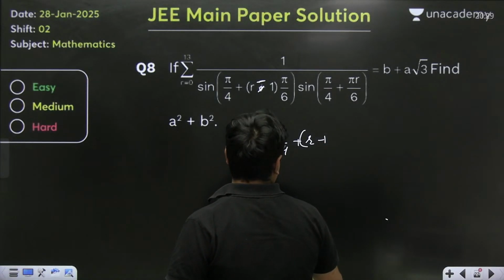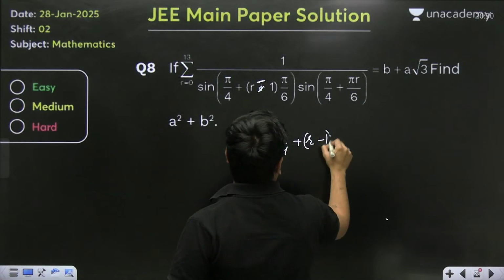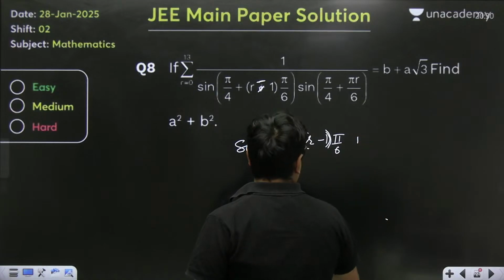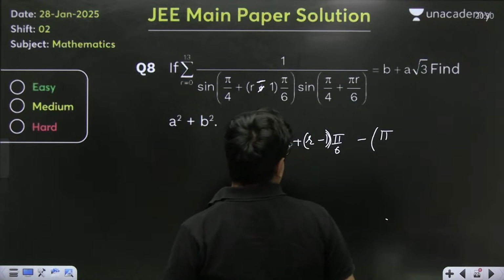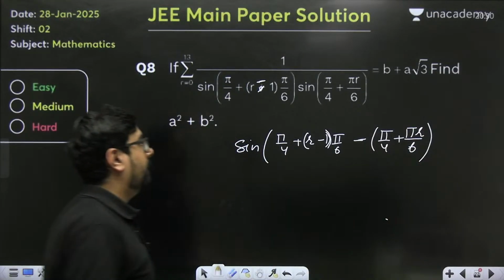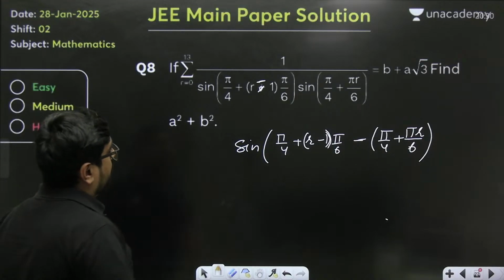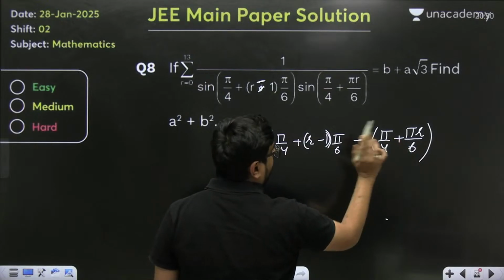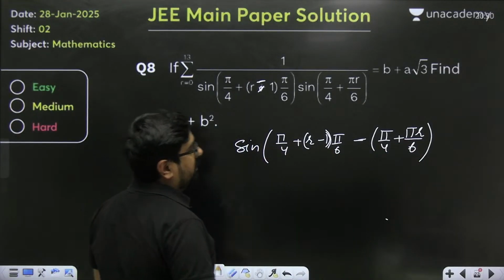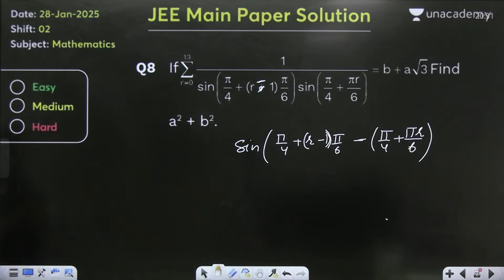Board has started again. Plus r minus 1 pi by 6, plus, you can say minus pi by 4 minus pi r plus pi r by 6. Can we do this? Right? We can do this, no? Because pi by 4 minus pi by 4 becomes 0, only minus pi by 6 will remain, and pi by 6 minus r pi by 6 will become 0. Correctly only we have adjusted, no?